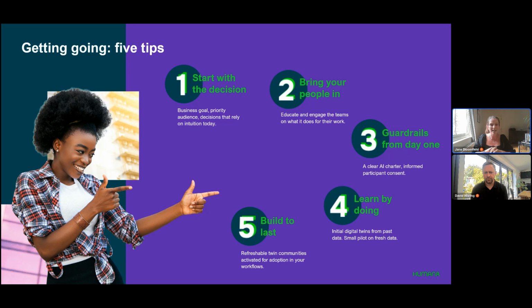And then really, it's about having some fun, right? Learning by doing. We can build rough twins from data that you already own. You can do a small pilot to bring fresh data, or you can put your existing community to more work. So there are different ways that we can approach it, and we can test and learn.